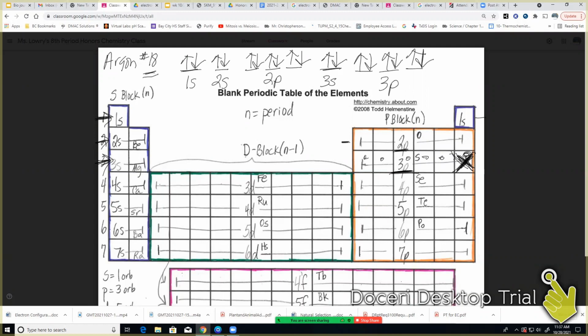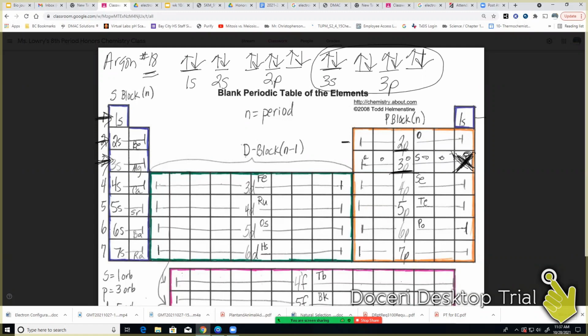18, right? Because we said it's element number 18. And do I have 18? I do have 18. Does it make sense that argon, which is a noble gas, has 8 valence electrons? Yes. Okay. So that's my longest one. That's called my orbital notation.